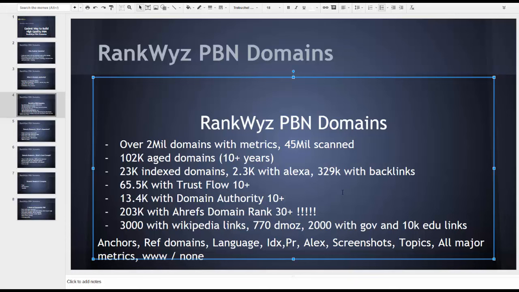So a domain with Ahrefs rank 30 plus has pretty much the same probability as Trust Flow 10 plus. But because for so long there were a lot of automated tools sweeping through and almost automatically registering all high Trust Flow domains, you will have a much higher luck with the Ahrefs domain rank. So we have 3,000 domains with Wikipedia links. We have 700, almost 800 domains with demos, 2,000 domains with government links, and 10,000 domains with edu links.